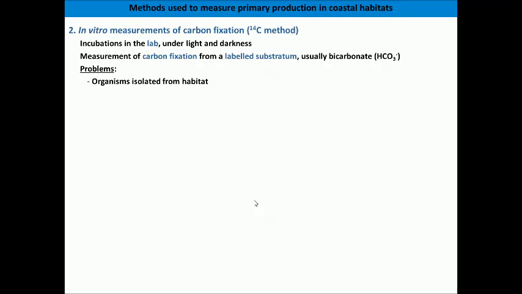Your organisms are isolated from the habitat, which means you are not taking into account potential interactions with the environment or other organisms. For macroalgae, you can often just use a piece of thallus, which again can have issues when upscaling to a whole individual or even more to a community. And there are issues with the initial hypothesis, especially for intertidal species, assuming that bicarbonate is the substrate used. It could be that they are capable of using CO2 in the air, for example.